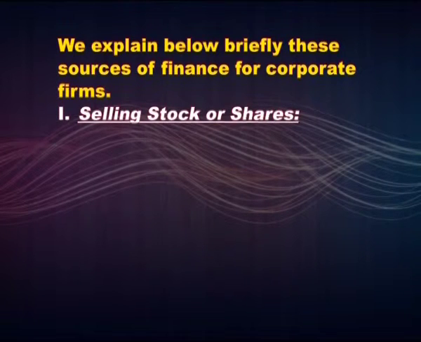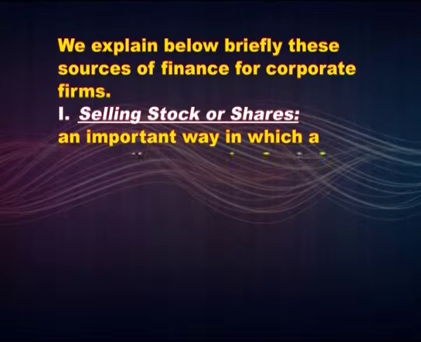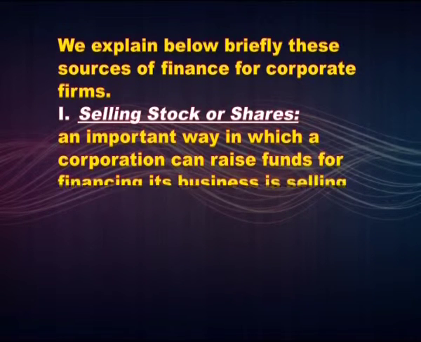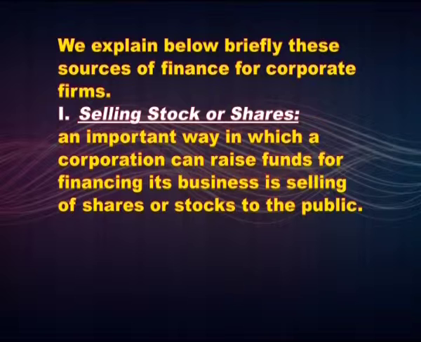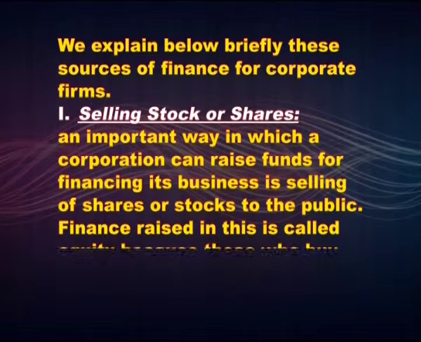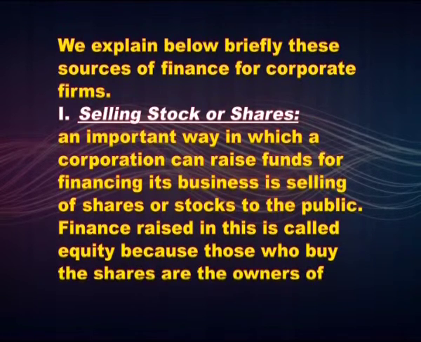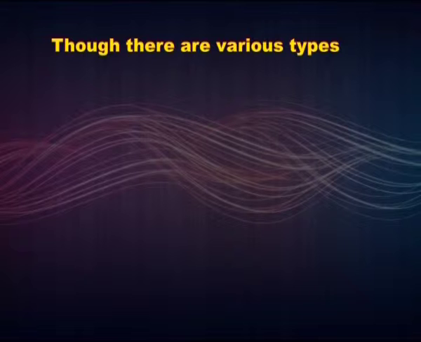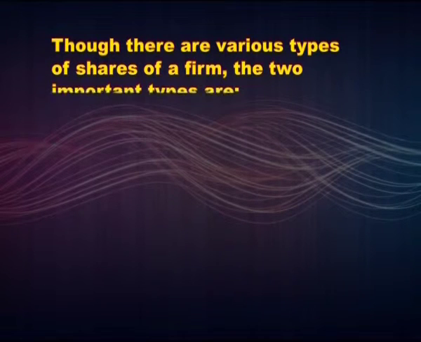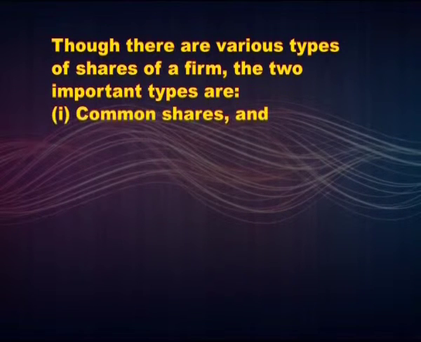First, selling stock or shares. An important way in which a corporation can raise funds for financing its business is selling shares or stocks to the public. Finance raised in this way is called equity because those who buy the shares are the owners of the firm. The shareholders who make their funds available to the firm take the risk of losing them in return for getting a share of the firm's profits. Though there are various types of shares of a firm, the two important types are the common share and the preference share.